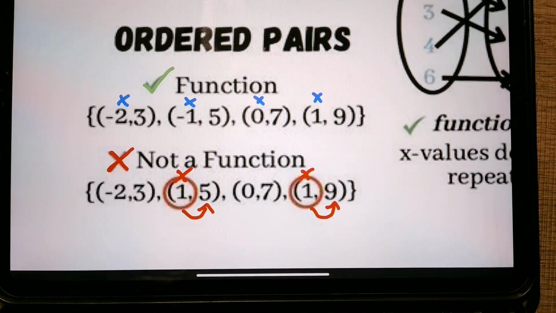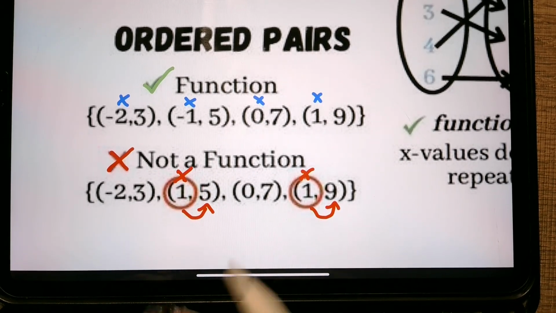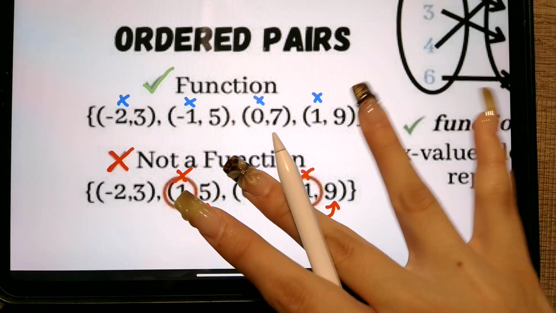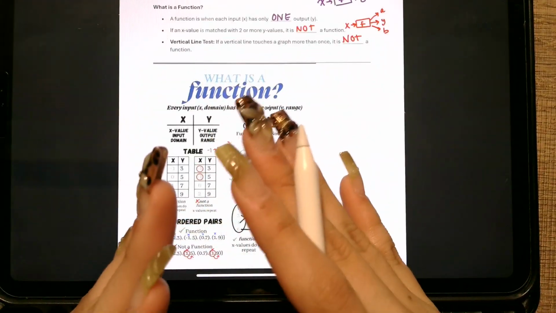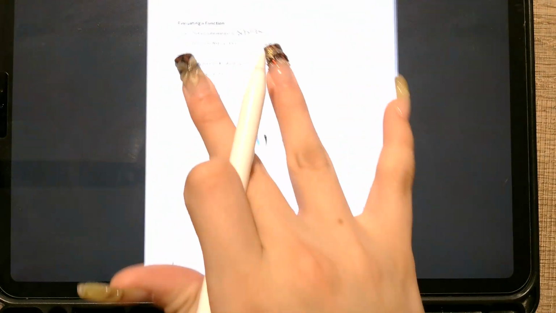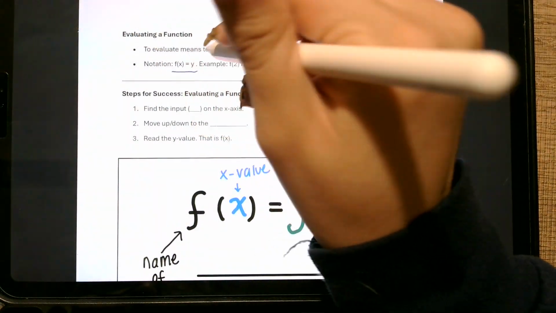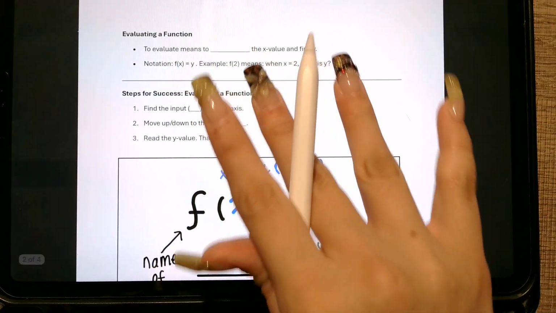If y'all feel like you need to watch this again, pause it and watch it again. Take any notes that you need before moving on, because we are now going to talk about function notation. Okay, so this is how to tell if it is a function or not. And now we're going to go ahead and move on to function notation. So let's go to the top.